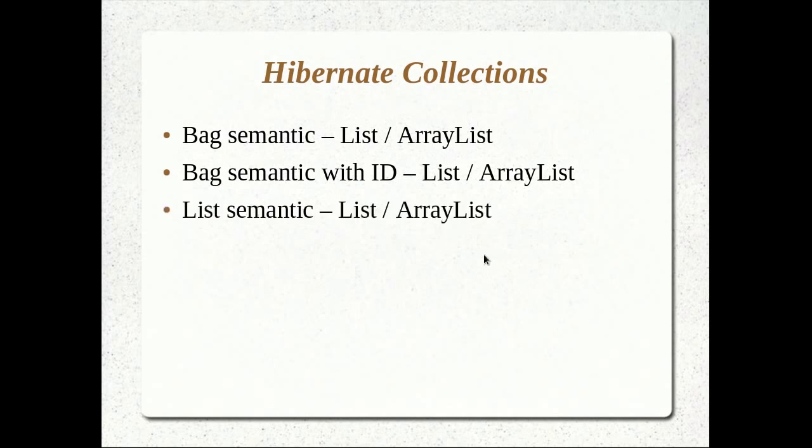So the next one is a list semantic. This is again a list or an array list. It's the same thing. The only difference that is applicable from a list or a bag is that a list can be ordered. You can have a sorted list, whereas a bag, it really doesn't matter which order in which you get the data. The next one is a set semantic.